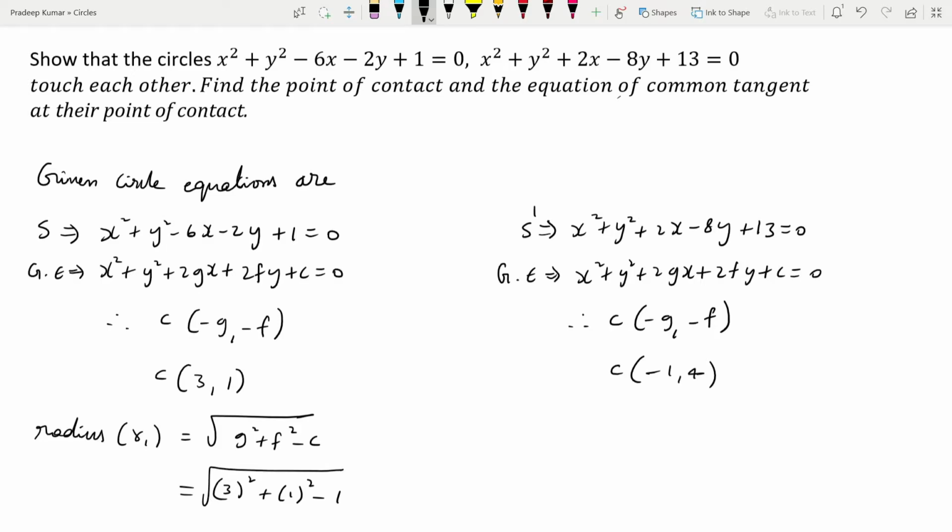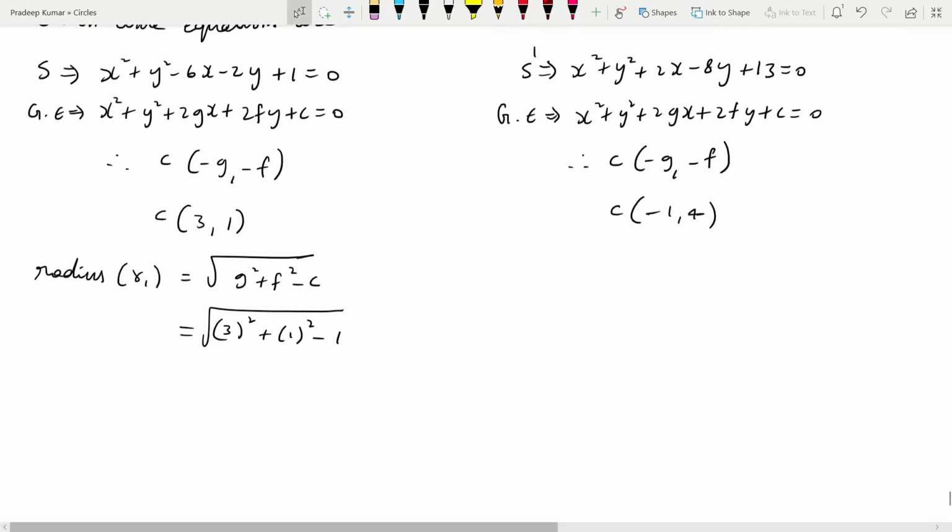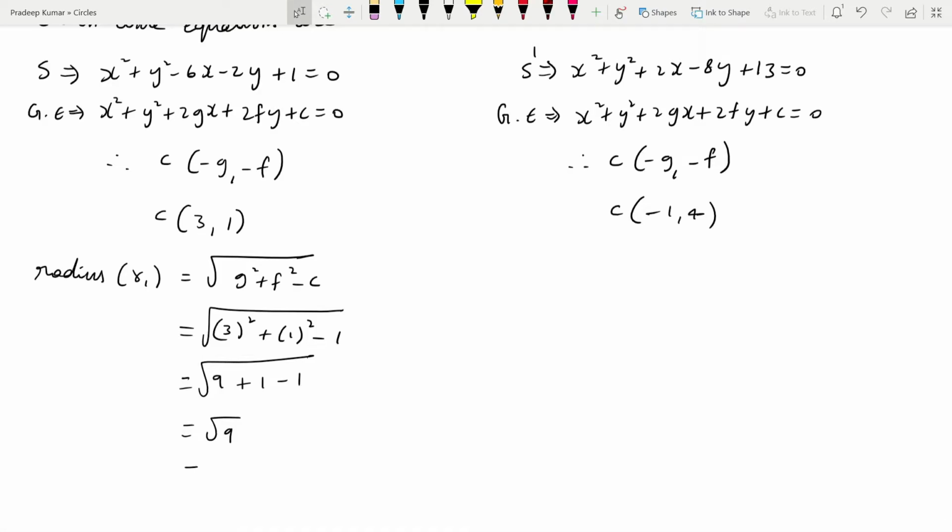So let's solve this further and see what value we get. This is 3 square, which is nothing but 9, and 1 square, which is 1, and this is minus 1, all under root. So the plus 1 and minus 1 get cancelled, so this is root 9, and the value we are getting for radius 1 is 3.